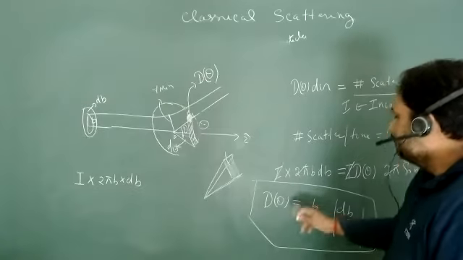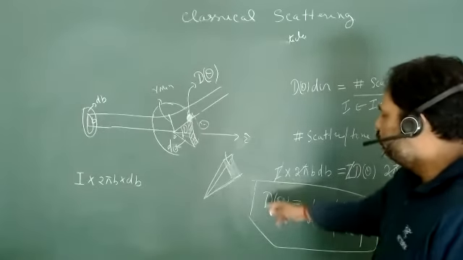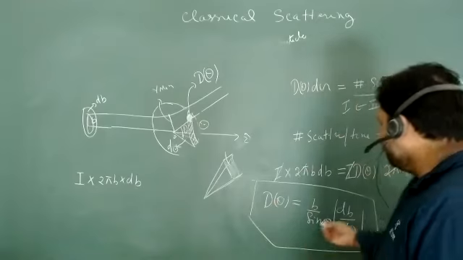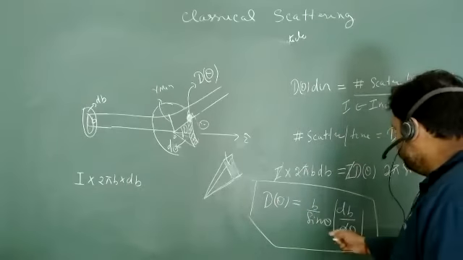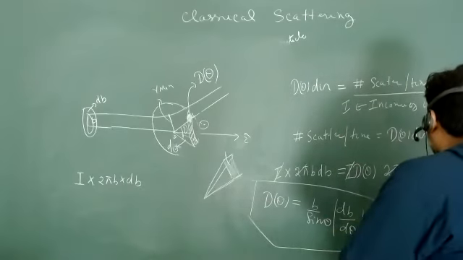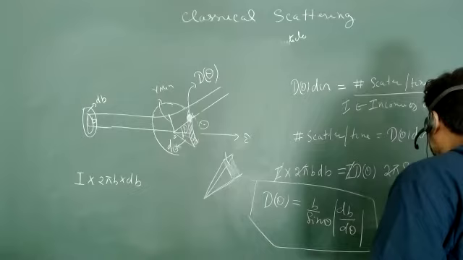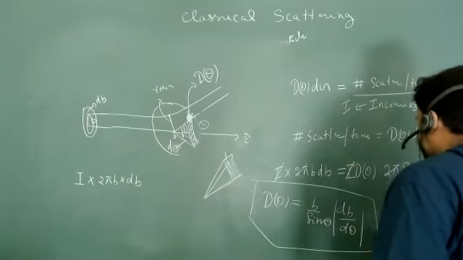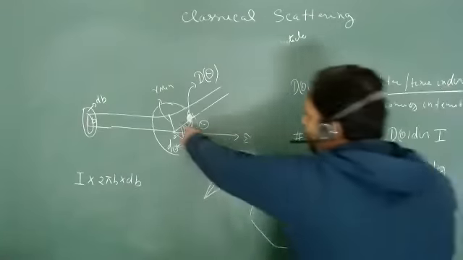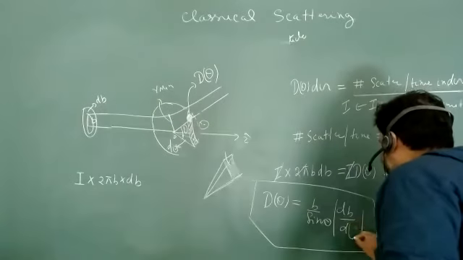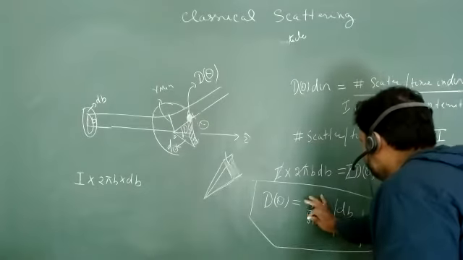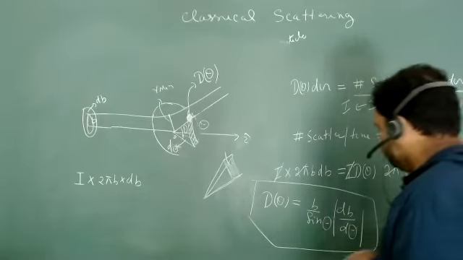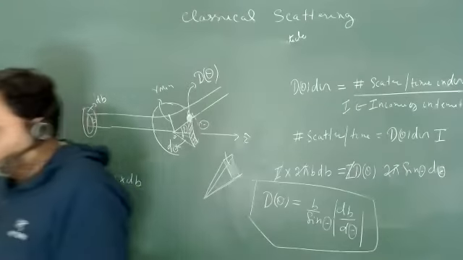So what is the real challenge? The real challenge is how you will calculate the differential scattering cross section. This small angle is all about the scattering angle, okay? This d theta is a scattering angle. So don't confuse it with that other angle, okay? This is your d theta. Don't be confused with that angle. So this is your main challenge.